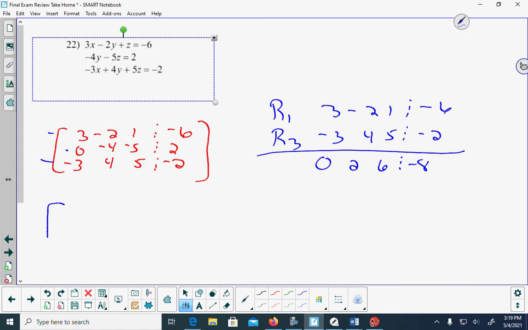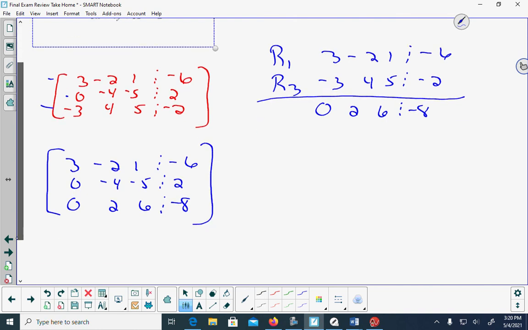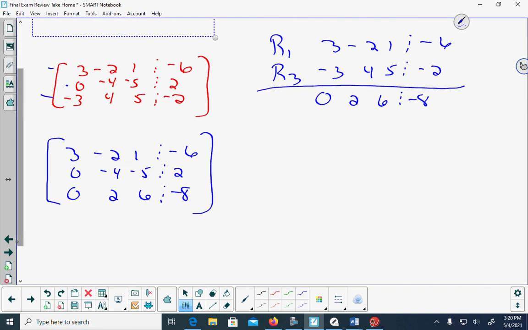So now, if I have 3, negative 2, 1, negative 6, 0, negative 4, negative 5, 2, and then 0, 2, 6, negative 8. Now the next thing it says is I should do row 2 and row 3 to eliminate my y. So I am going to multiply row 3 by a positive 2. So row 2 is going to stay the same.